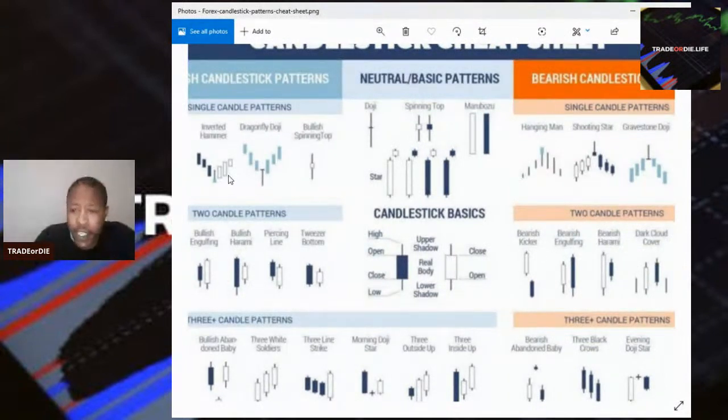So I just think that you guys should learn candlesticks, and once we get to more advanced, we can go to the 2 candle patterns, the 3 candle patterns. And once you learn these, man, on top of the P.A.T system, you can run through these charts.